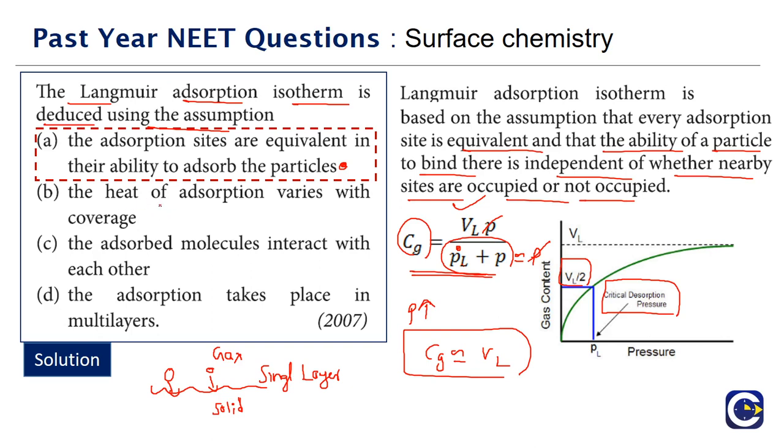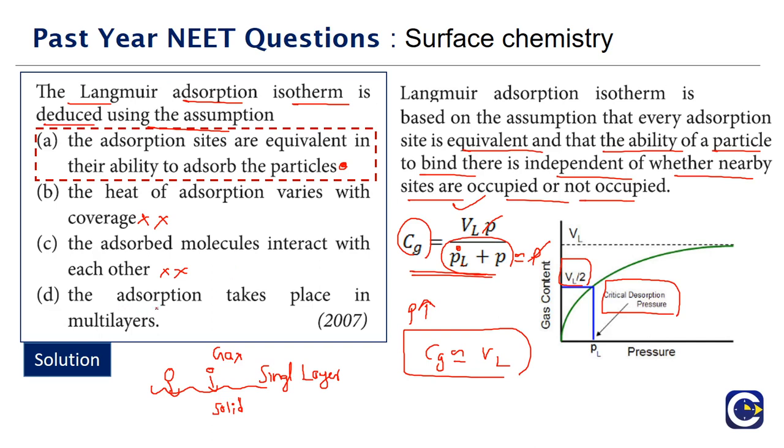Option B is saying that the heat of adsorption varies with coverage. No, as we mentioned before, the adsorption is independent of whether the adjacent sites are occupied or not. So the heat of adsorption does not vary with the coverage. And option C is saying that the adsorbed molecules interact with each other. This is also incorrect. As per the theory of the Langmuir adsorption isotherm, the molecules which are getting adsorbed will have no interaction with the other molecules.